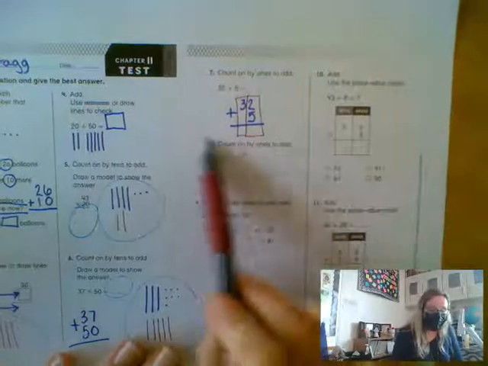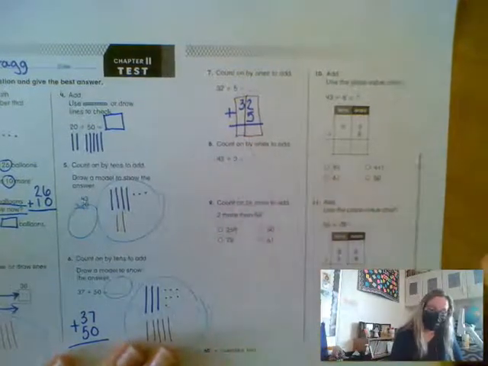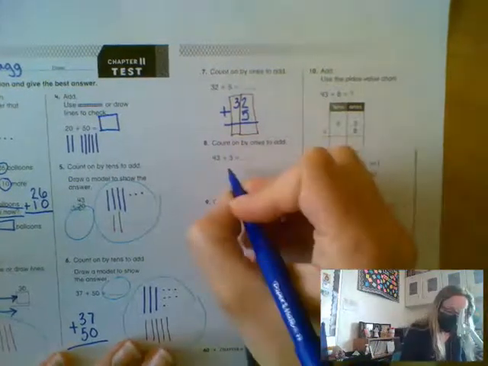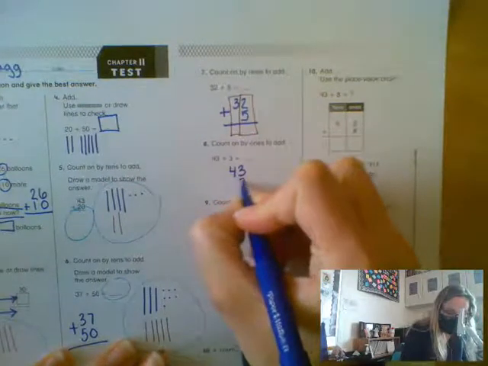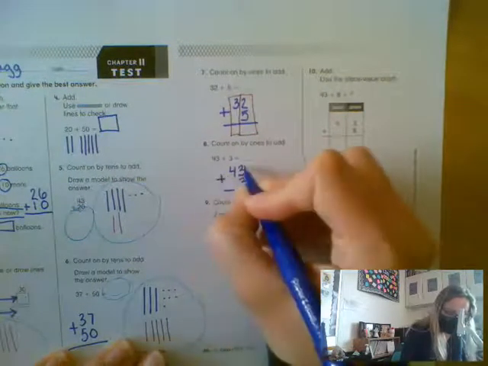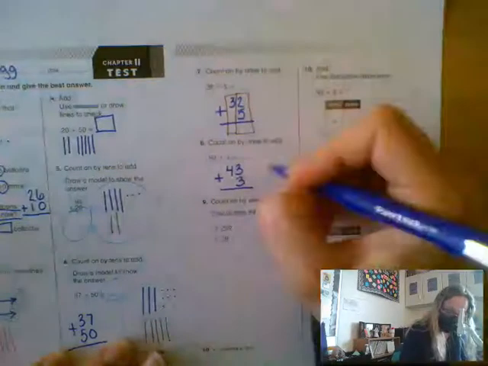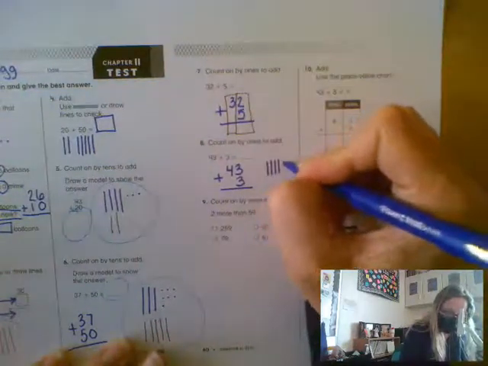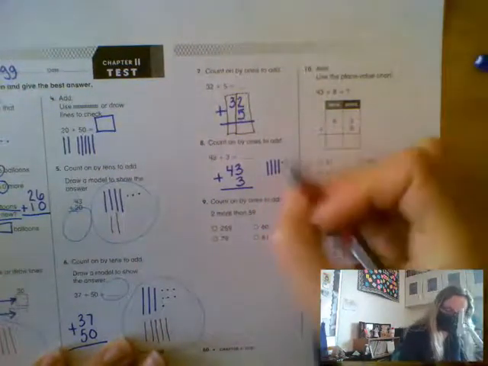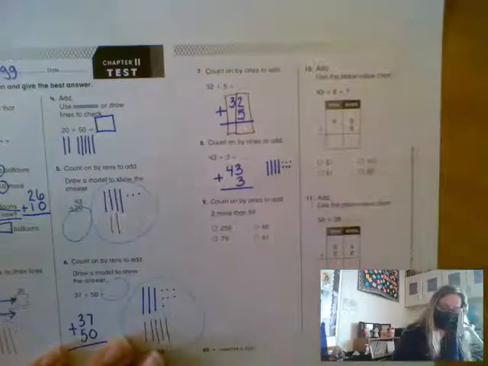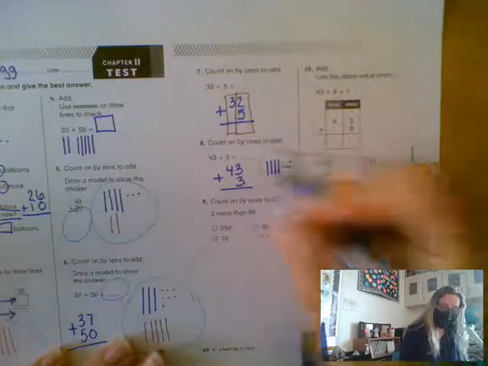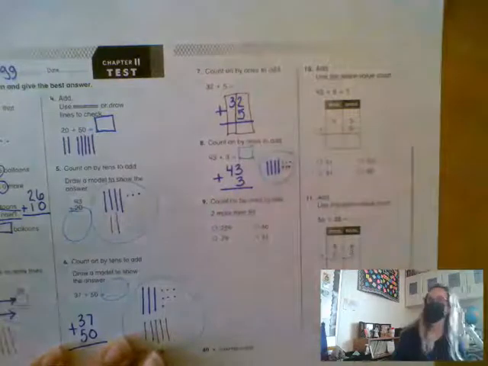Looking at number 8, it says count on by ones to add. So we've got 43 plus 3. You can either add up your ones, then add up your tens, or you could think 10, 20, 30, 40, 1, 2, 3, plus 3 more, 1, 2, 3. How many is that all together? Put that number here.